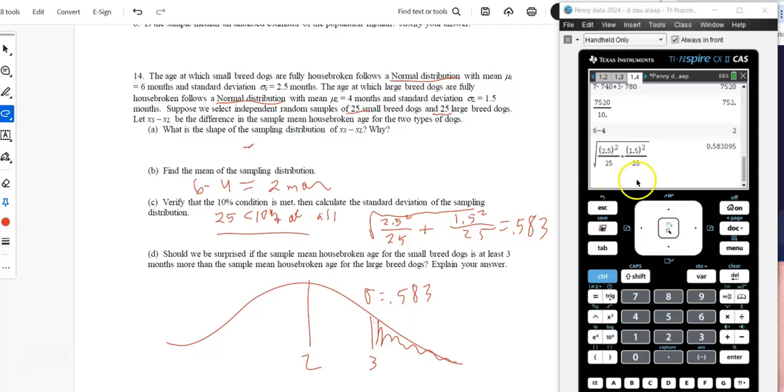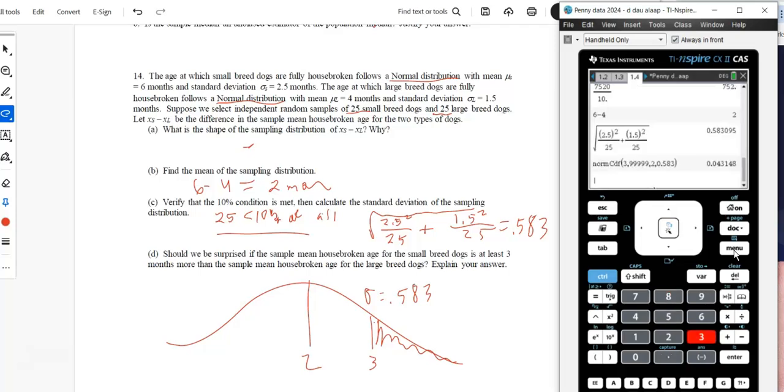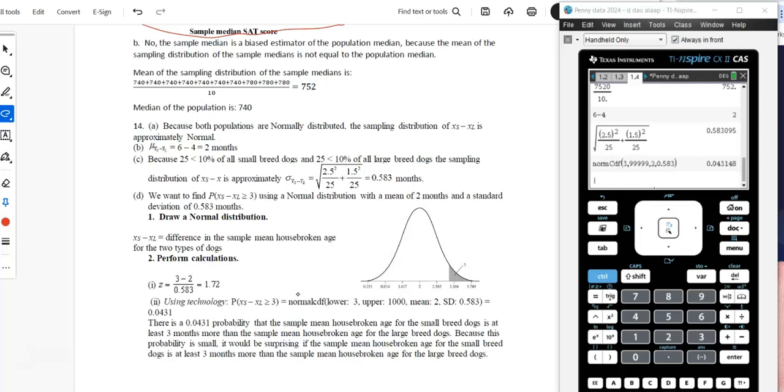I think that looks right to me. So I think we'd go norm CDF this guy. So menu, 652, lower bound 3, upper bound infinity, mean of 2, standard deviation of 0.583, and you'd show the work norm CDF and you'd write the answer 0.043, I believe. Let's see if we got that one right. 0.043. Yeah, 0.043. Sounds good.